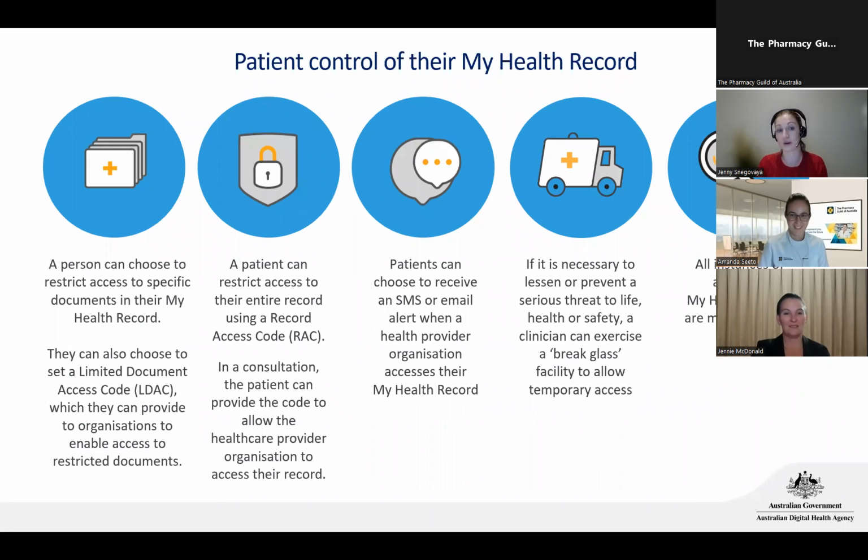In situations where they may wish to control or restrict access to certain information in their record, because we have to remember it is a personally controlled environment, so to speak. One of the access controls is that patients can choose to restrict access to specific documents in their record. There are millions of documents in the My Health Record system, and a lot of information in each individual's record. So they can choose specific documents or bits of information, and they can choose to restrict them if they wish.